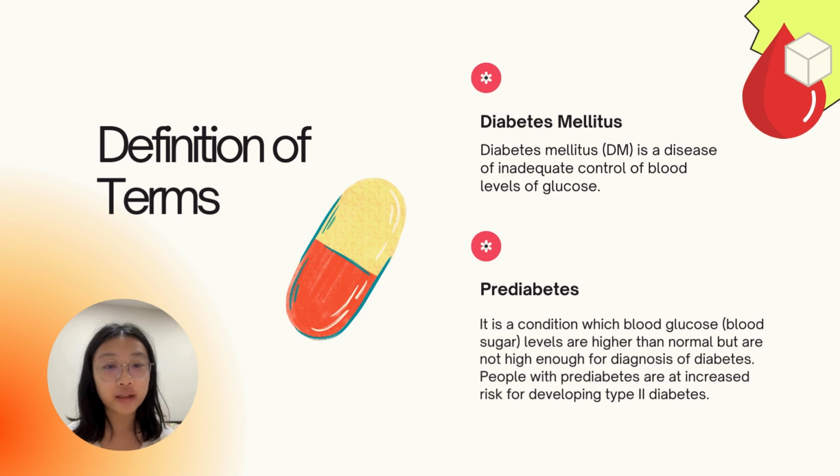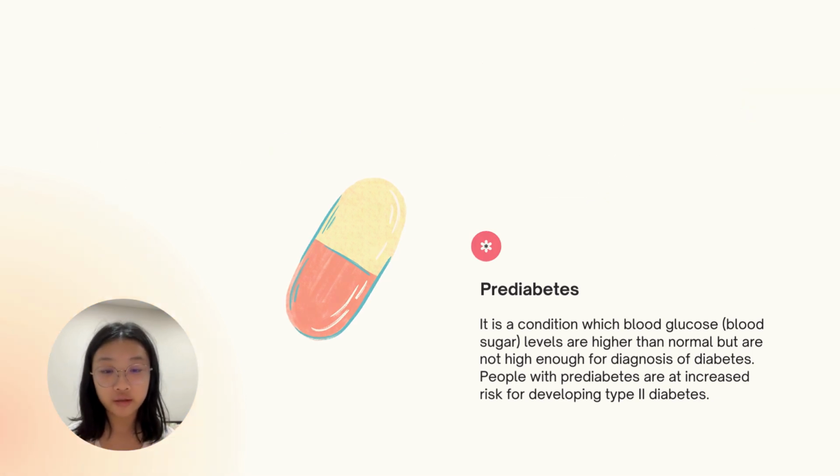First, diabetes mellitus (DM) is a disease of inadequate control of blood levels of glucose. Secondly, prediabetes is a condition in which our blood glucose levels are higher than normal but not enough for a diagnosis of diabetes. People with prediabetes are at an increased risk of developing type 2 diabetes.